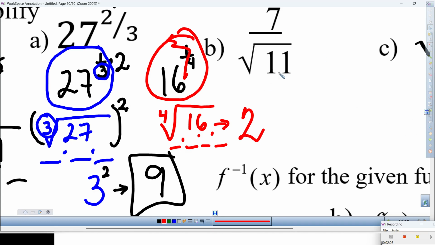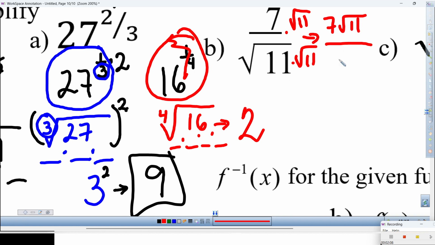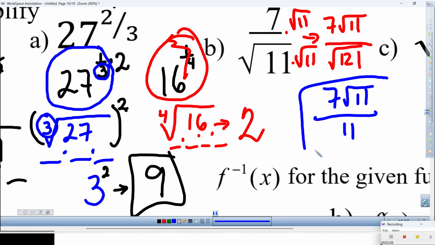Go with 1B. Let's see, can I simplify the square root of 11? No, so that means I need to multiply the top and bottom times square root of 11. So this becomes 7 square root of 11 over, what is 11 times 11? That's square root of 121. So the numerator stays the same. What do we have in the numerator? 7 square root of 11. How about what is square root of 121? 11, and that's how you get rid of that square root.